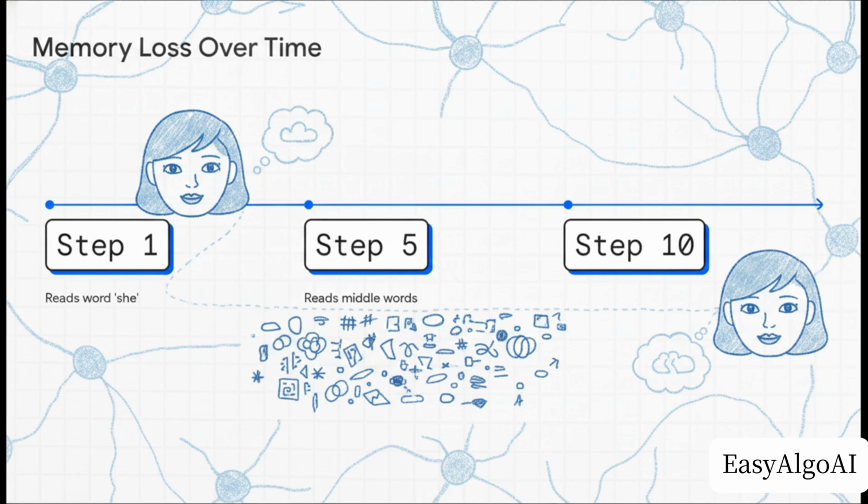Imagine a paragraph starting with the really important pronoun "she" at step 1. By the time the AI reads through all the complex middle words and gets to step 10, where it needs to interpret the word "her," the machine basically has severe amnesia. The memory of step 1 has been diluted and overwritten so many times that it's just gone. The crucial cause and effect link between distant words is completely broken.